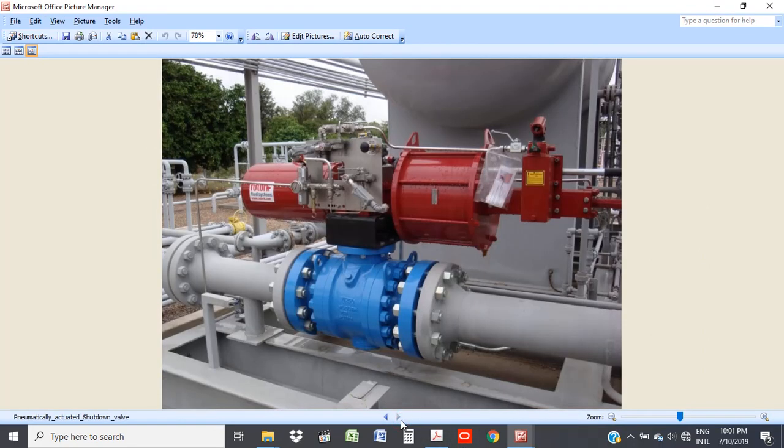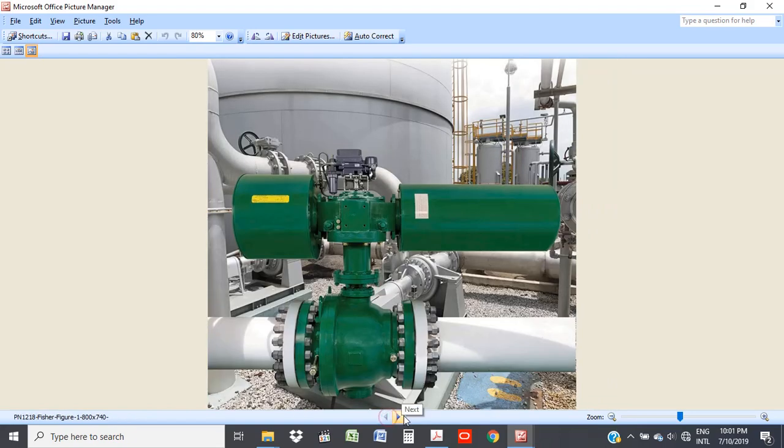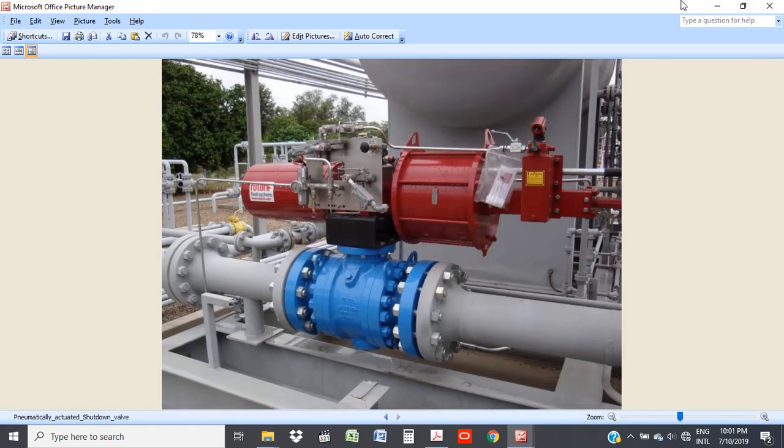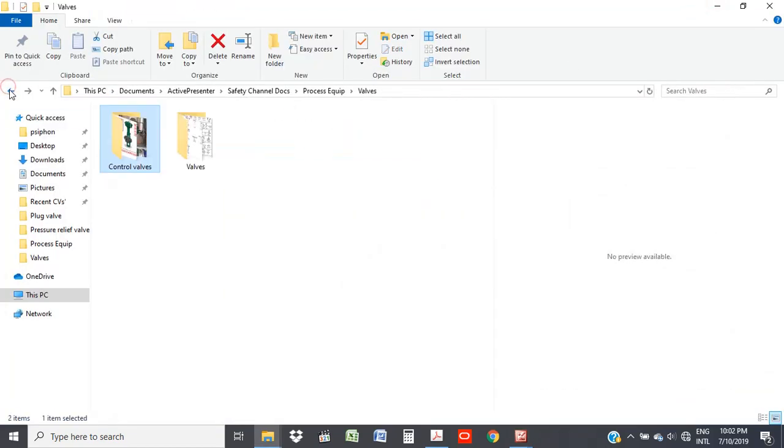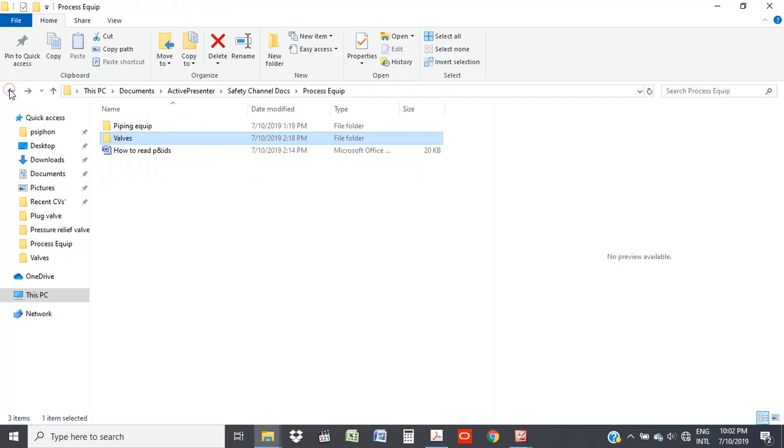This is also a shutdown valve. A lot of times it is upstream and downstream of major equipment, and also at the entrance and the outlet pipelines of a process plant. So that's it.